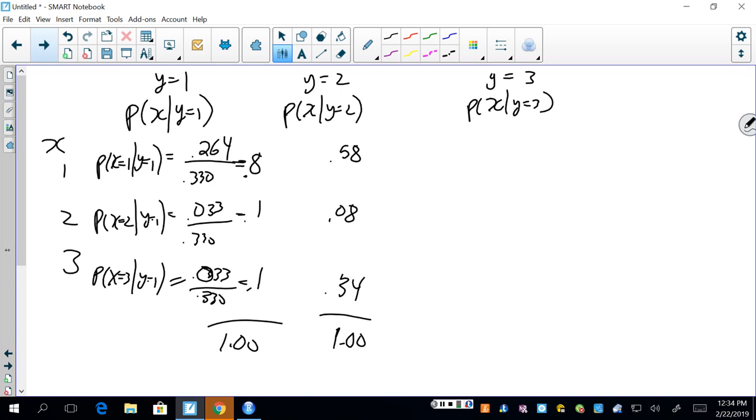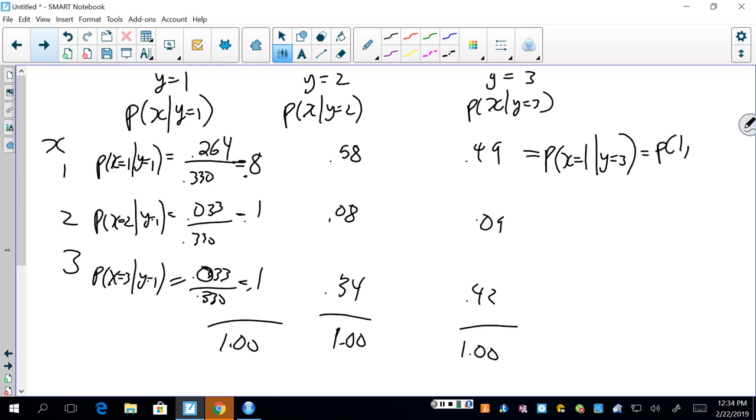And now in the third category over here, if you did that calculation, this would be 0.49, 0.09, 0.42, and those should add up to 1, except for rounding. So what is the calculation for this one? The probability that x equals 1, given that y equals 3, so we're going to get the probability that x is 1, y is 3, over the probability that y equals 3.